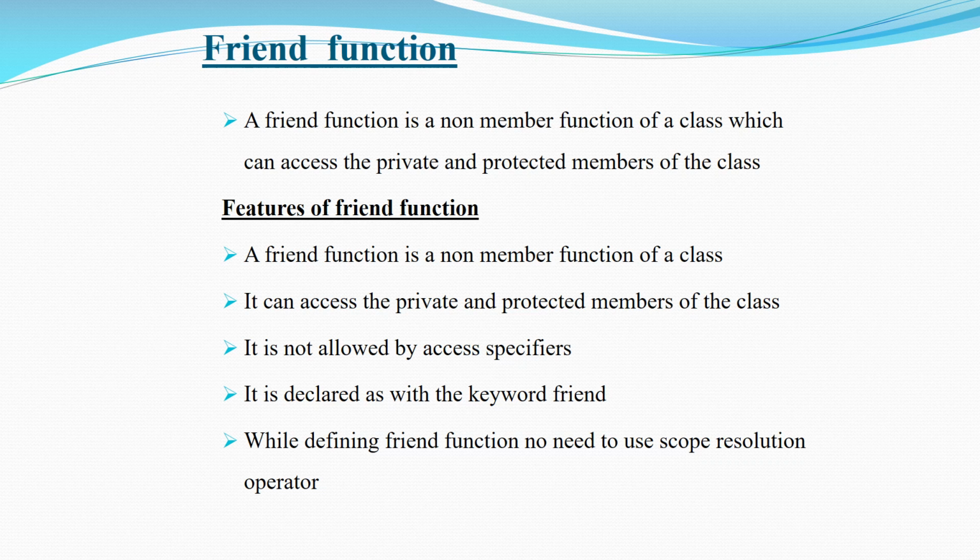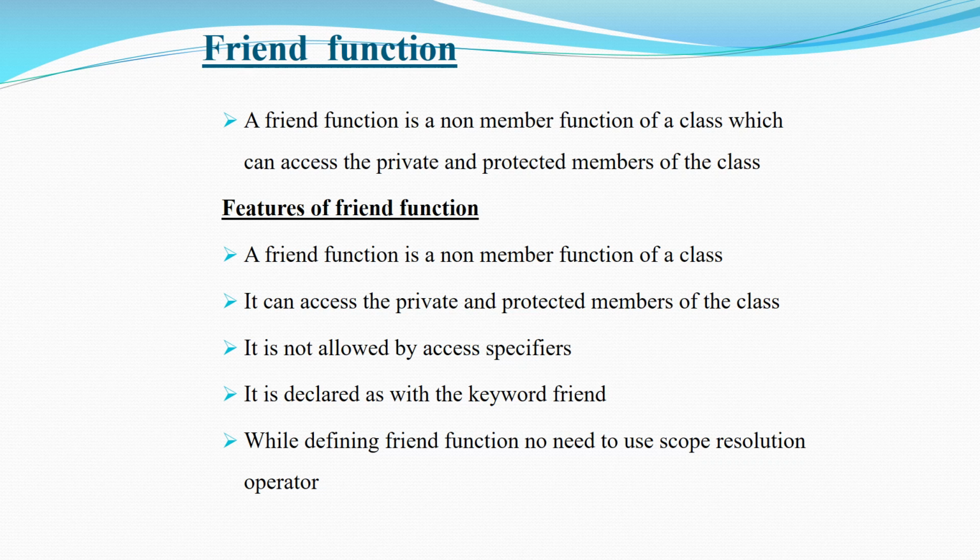Unlike the member function, it cannot access class members directly. However, it can use the object and the dot operator with each member name to access both the private and the public members. Now, we'll see the major key features of a friend function.